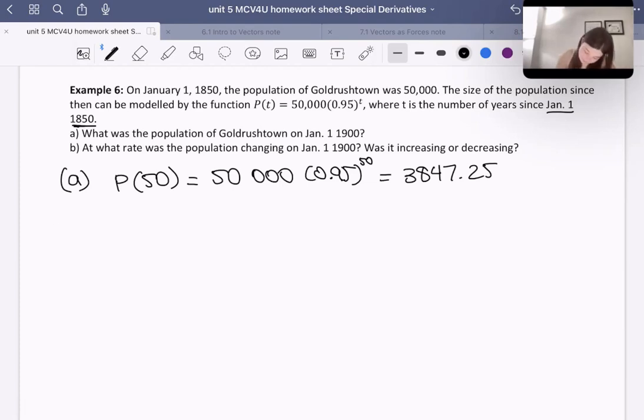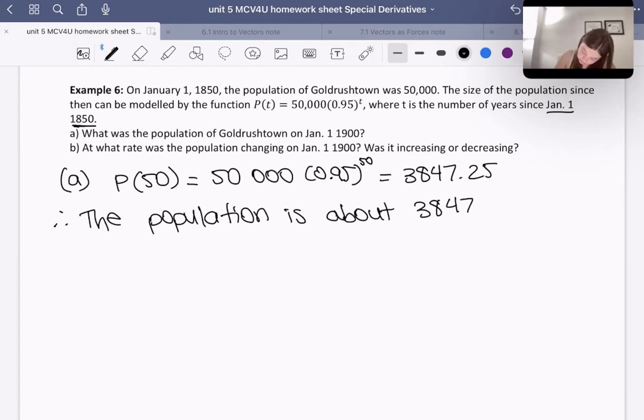So therefore, the population is about 3,847 on January 1st, 1900. And that might seem like, oh, that's way less. Didn't we just 50 years ago have 50,000 people? And yes, that is true, we did, but this is 50 years later, 50 times that we're taking away 5%, that adds up, right? It really doesn't surprise me at all.